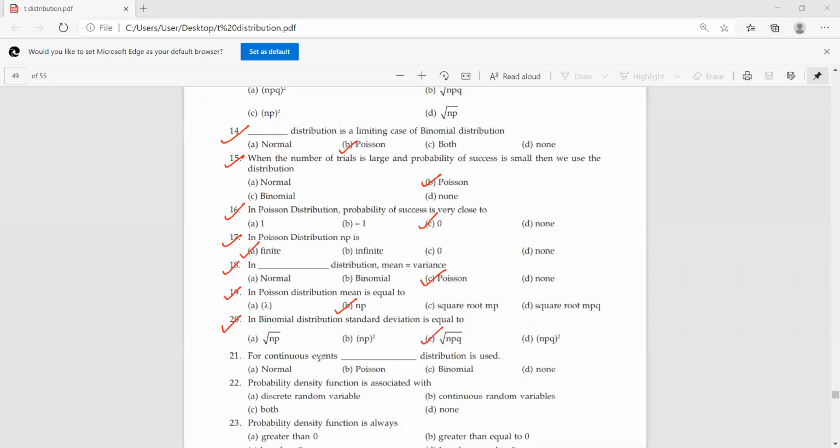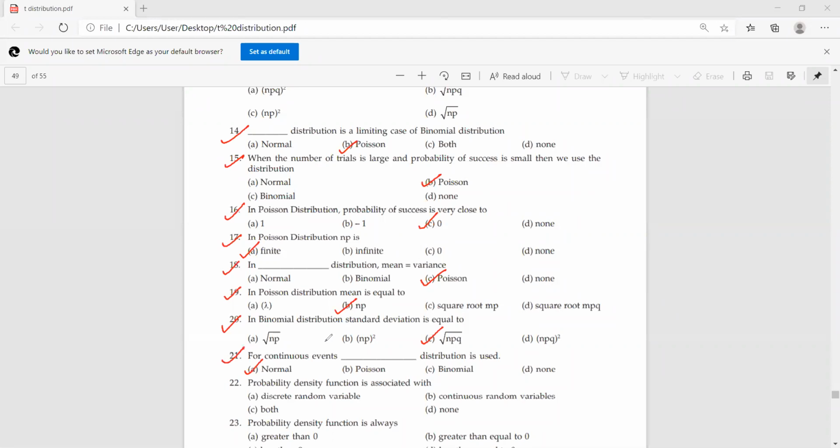Next, for continuous events, dash distribution. चलो भले हमने किया नहीं है लेकिन हमें ये पता है कि बाइनोमियल और पॉइसन डिस्क्रीट है और नॉर्मल क्या होता है? नॉर्मल कौन सा होता है? कंटिन्यूस. तो आई कैन डिस्कस दिस एमसीक्यू.